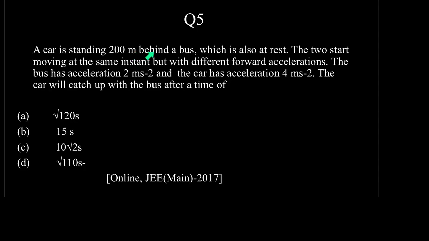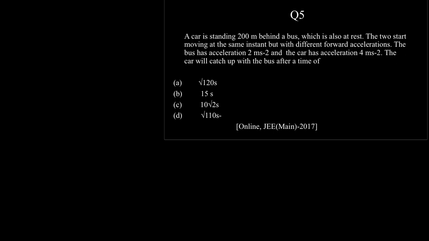A car is standing 200 meters behind a bus which is also at rest. The two start moving at the same instant but with different forward accelerations. The bus has acceleration 2 meters per second square and the car has an acceleration 4 meters per second square. The car will catch up the bus after time of. See, this is a very straightforward question based on relative velocity.